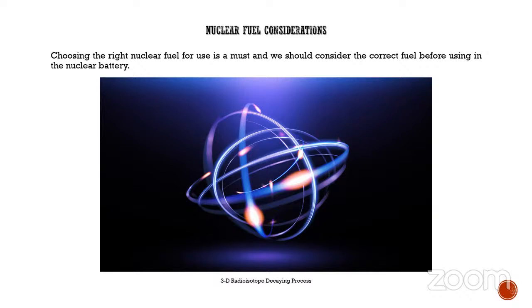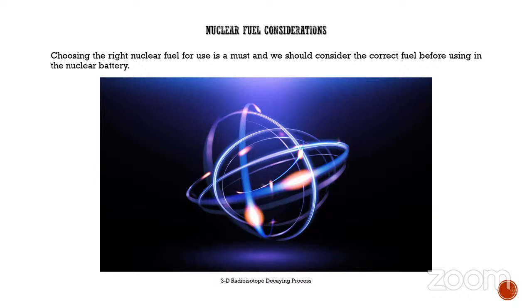So the availability of nuclear fuel is also something we have to keep in mind. Suppose we are using strontium-90, then we have to consider that there is a large amount of strontium-90 available, so that we can keep the battery running forever, or for the amount of years that we want the battery to run. Tantalum-180 is another fuel consideration.